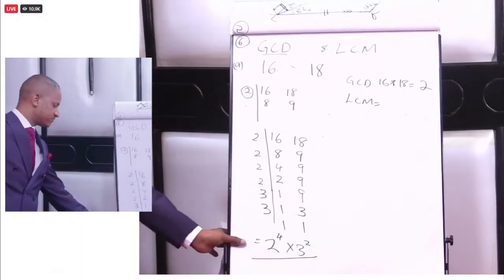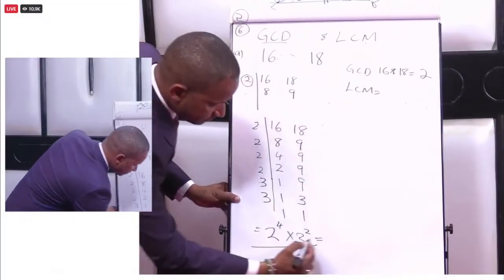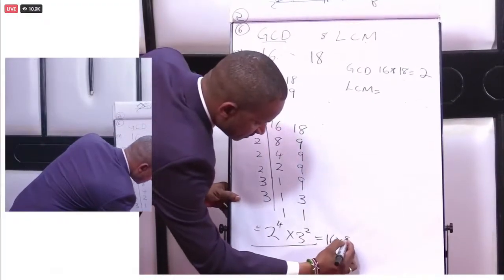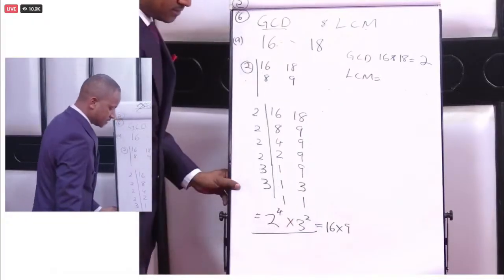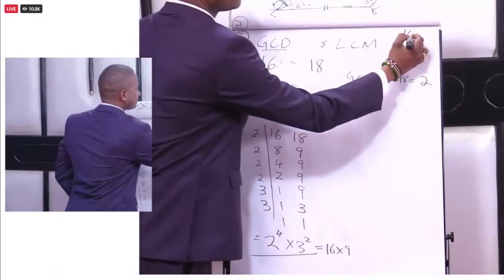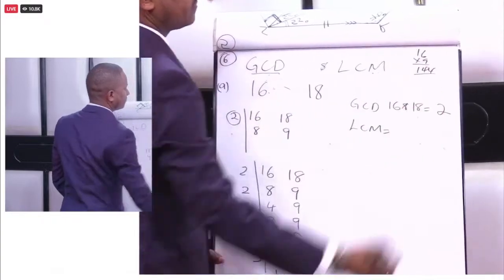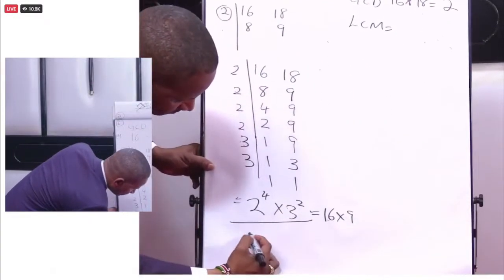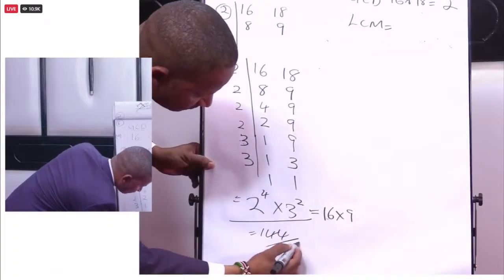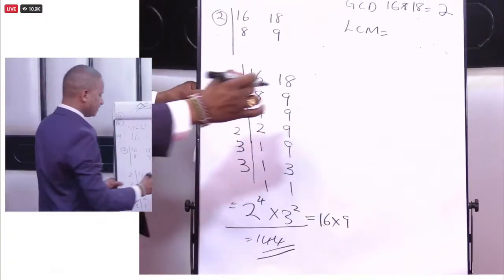You leave it in this form, or you can just simplify it, which is simply 16 times 9. 2 raised to power 4 is 16. 3 raised to power 2 is 9. 16 times 9 is 144. So you leave it in this form or you write it as 144. Both are correct. That is part A of this question.